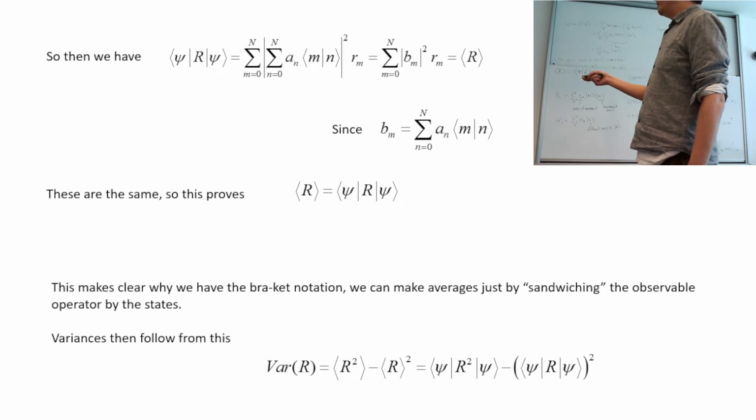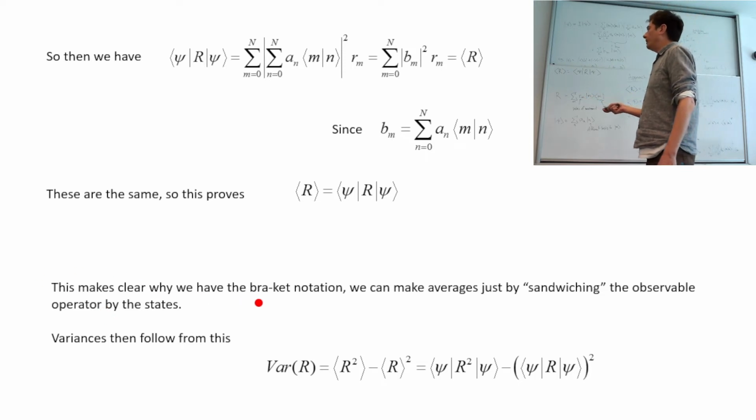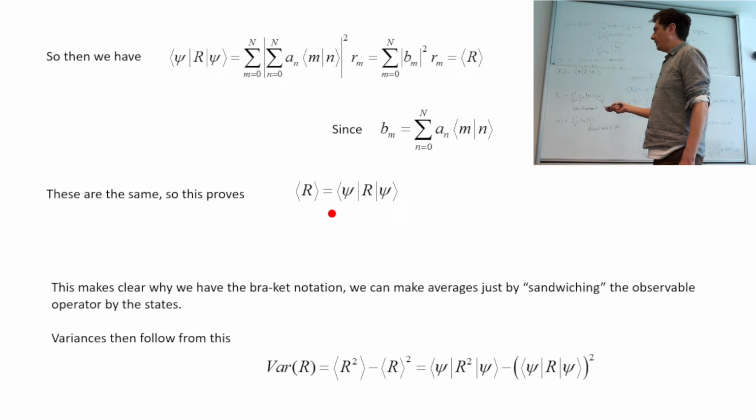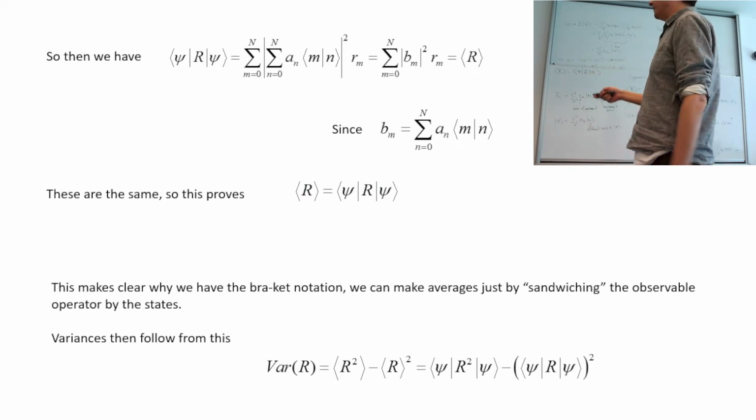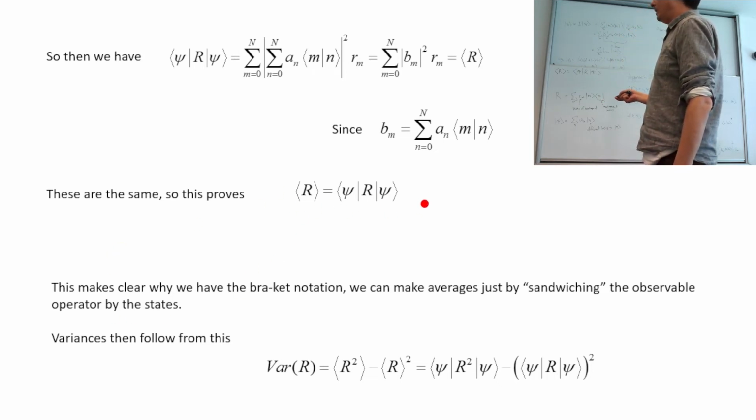Right, and I mentioned this already last lecture, but this is why we have the bracket notation, because it sort of implies this formula already in the notation. So we just sandwich the observable by the states, and that is how we calculate averages.